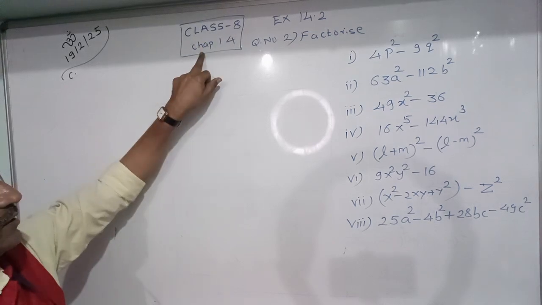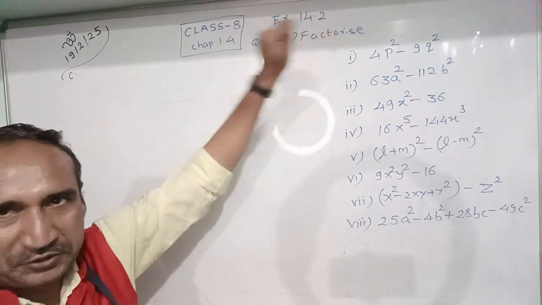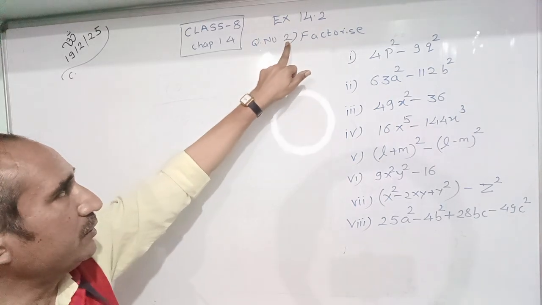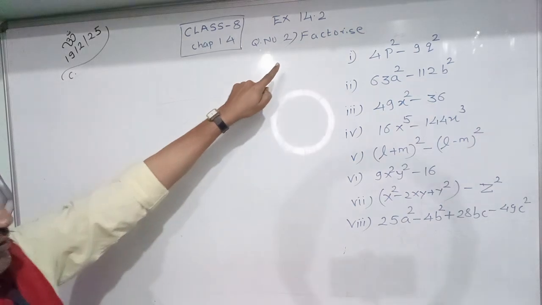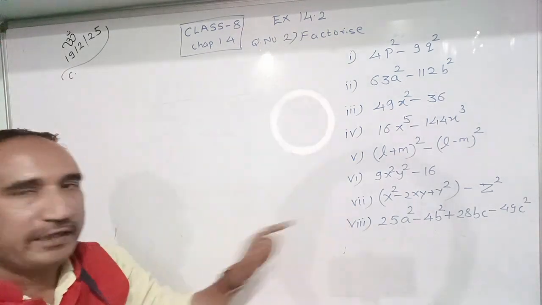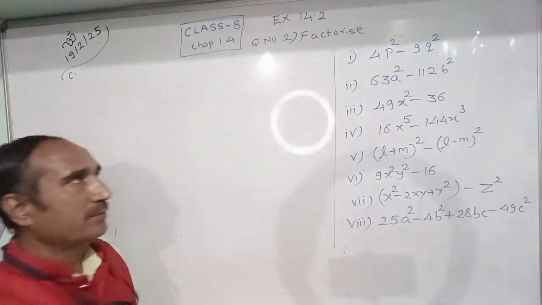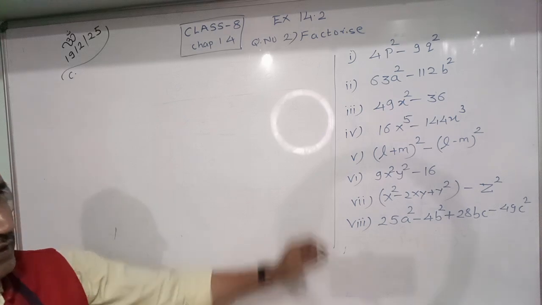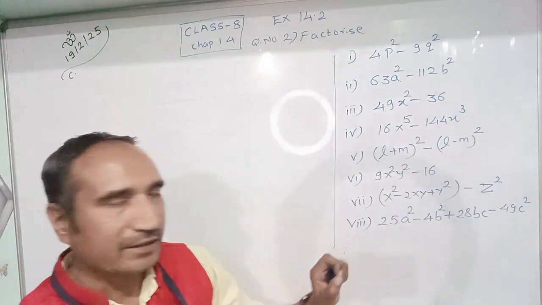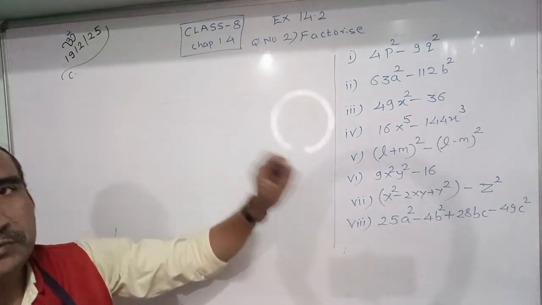Class 8, Chapter 14, Exercise 14.2, Question number 2, Factorize. Now, we're going to cover all the 8 questions from question number 2, sub question number 1 to 8. Again, there is a common trick to solve all these questions from 1 to 8.